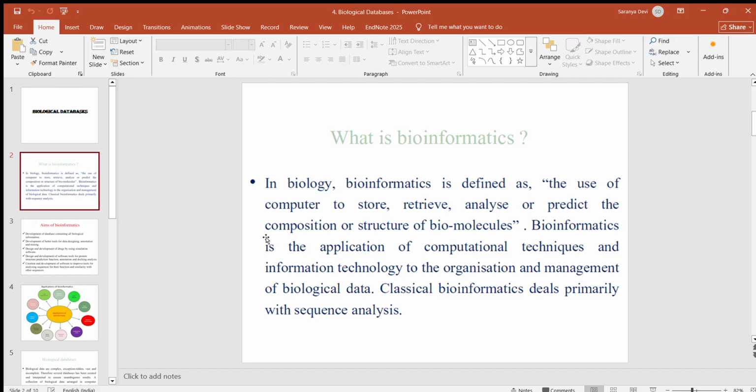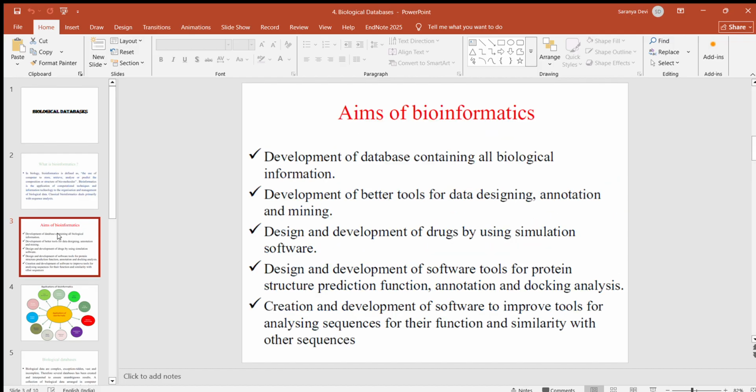Bioinformatics is the use of computers to store, retrieve, analyze and predict information. The information is collected and stored in the computer, and you can use it for future purposes. It is the application of computational techniques and information technology to the organization and management of biological data. Previously, classical bioinformatics dealt with sequence analysis. Nowadays, we are using both sequence and structural information.